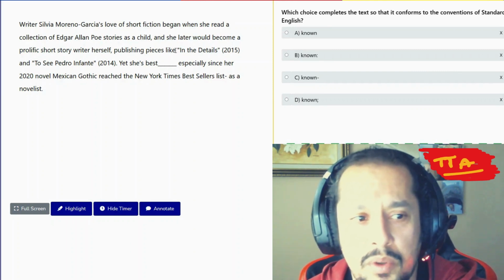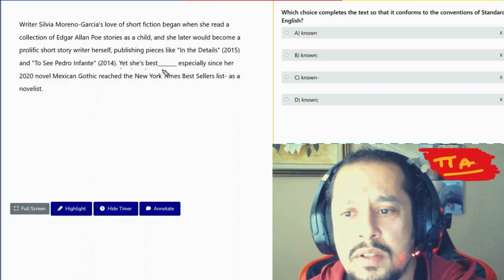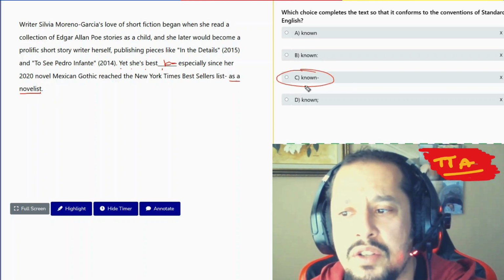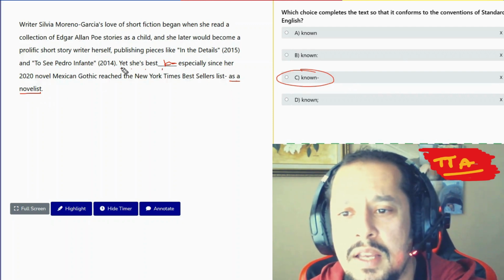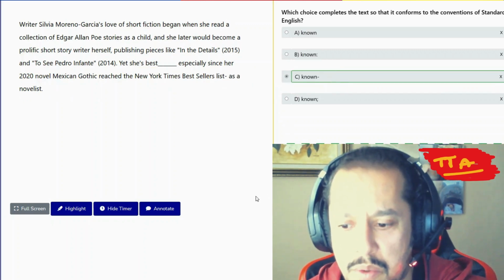Number 10. Okay, so here we have a double dash phrase. Yes, she's best known, dash, as a novelist. So double dash phrase. Again, nothing else works because the sentence continues here. Yet she's best known as a novelist. And we have a dash here, an em dash. So answer C works best.